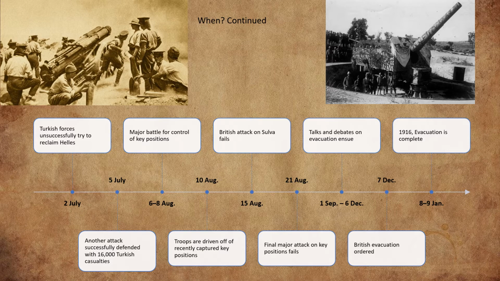From September to December, the British and Allied governments talk and debate on evacuating the troops and a plan to get them out of there without facing heavy casualties. On the 7th of December, the British evacuation is ordered, and within a month or so, the entire army has been evacuated from the peninsula.